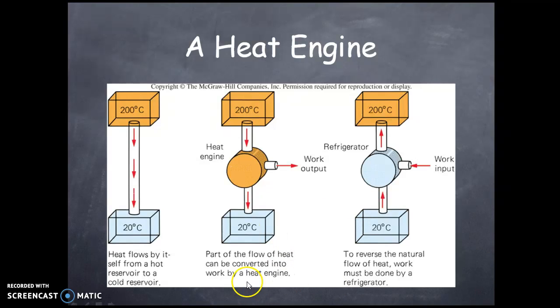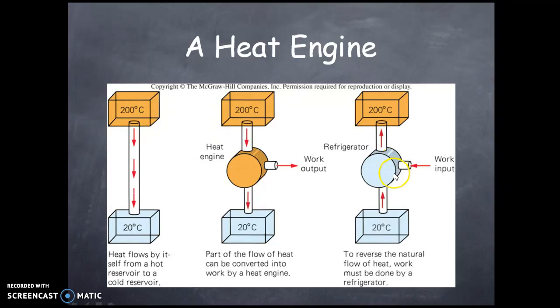As you can see in this picture right here, naturally the heat flows from hot temperatures to cold temperatures. So from 200 degrees Celsius, the heat flows to 20 degrees Celsius without any means of mechanical work. So this is a natural happening. Heat flows by itself from a hot reservoir to a cold reservoir. And when the heat is flowing from hot to cold, then you get work. If you connect the heat engine, then the work output will be given right here.